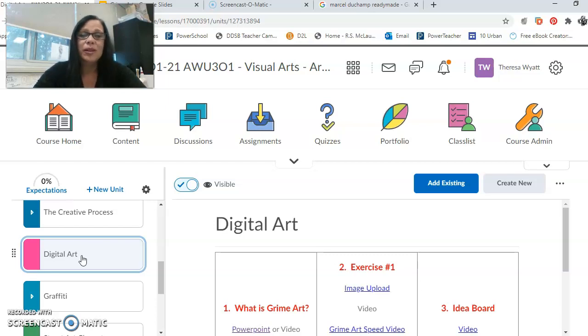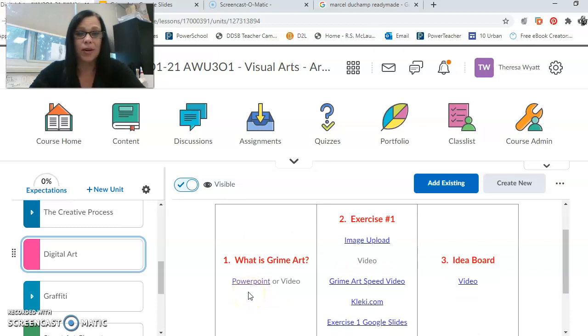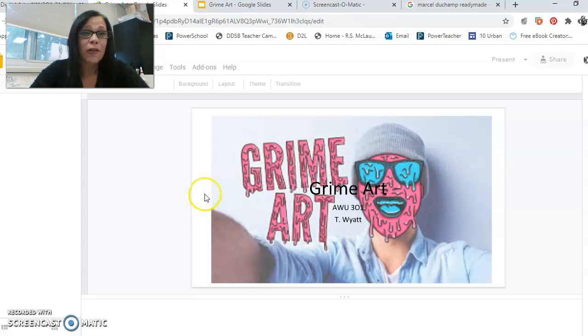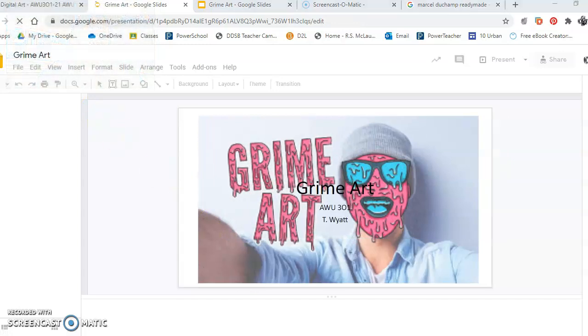Again, we're limited with what we have and what we can do, but we're going to try our best. I hope you like this. We're going to do something called Grime Art. Let me give you a brief introduction to what I mean by Grime Art and what it is. I hope you like this assignment. I think it'll be a lot of fun. Okay, let's get started here.